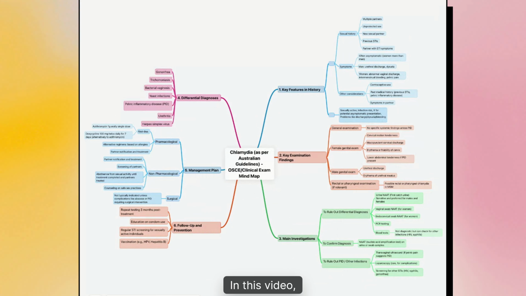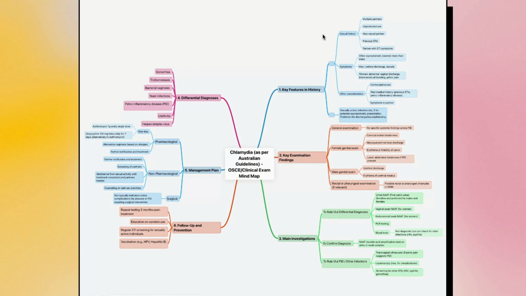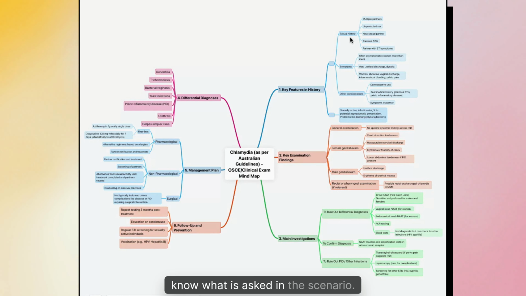Okay, in this video, I'm talking about the key features you need to ask when you are dealing with the case of a chlamydia patient or a patient who has got multiple sexual partners. The scenario might vary depending on what is asked in the scenario, but when someone has multiple sexual partners, this is what you need to ask in the history.